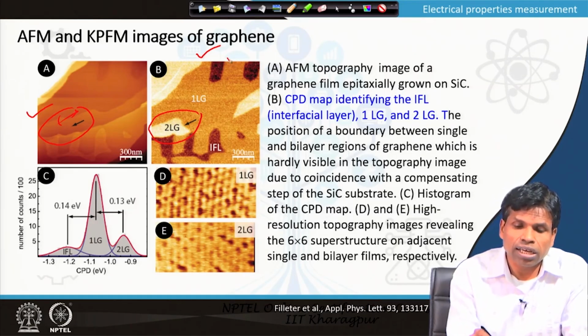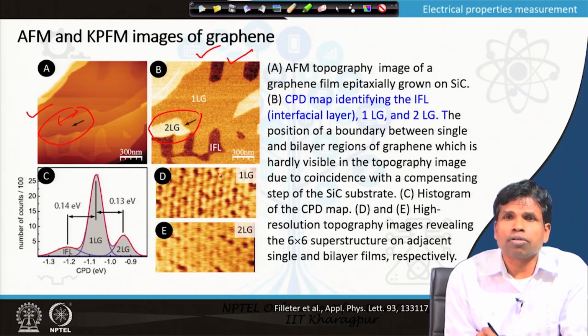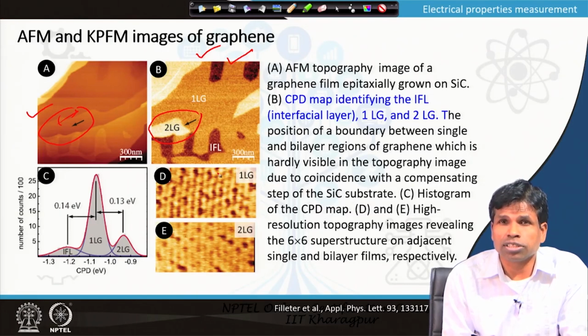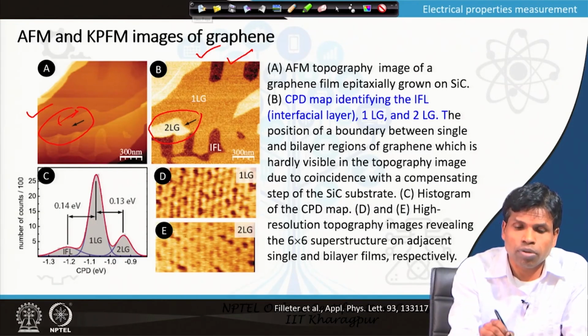So, in Kelvin force microscopy, the difference in contrast is due to varying electrical properties, and varying electrical properties are due to inhomogeneity in the sample, or the sample having different types of materials, thereby giving different types of electrical properties.